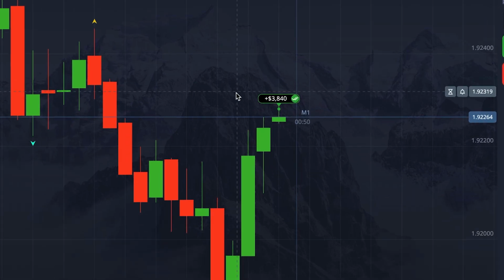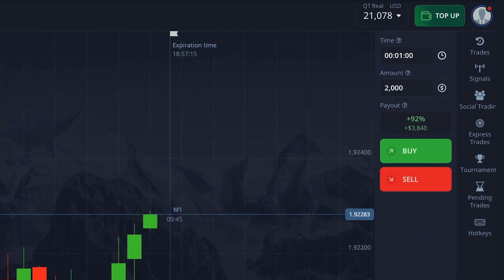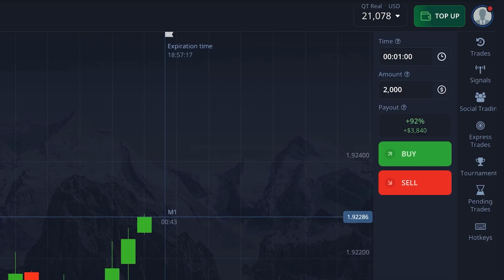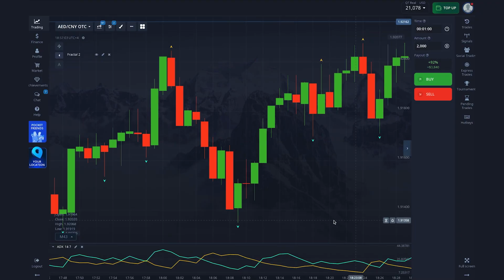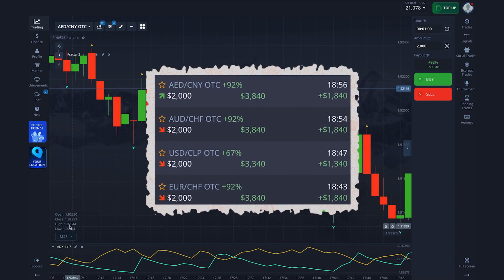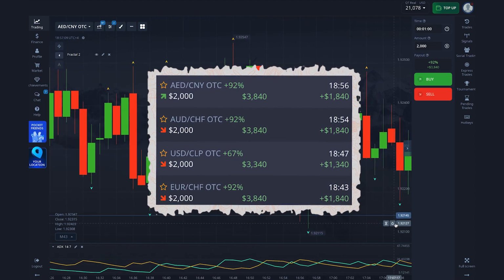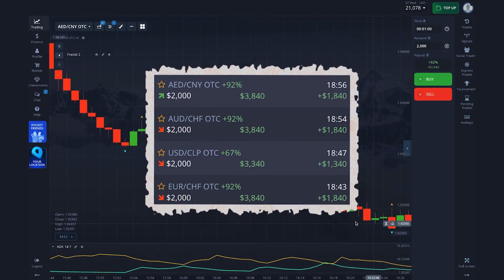Great. Another $1,840 in profit, and the balance is already $21,078. Let's sum up the results. A good trading session. Increasing the balance from $14,218 to $21,078 is a significant gain, which clearly shows that the chosen tactics and disciplined approach are working at a high level.